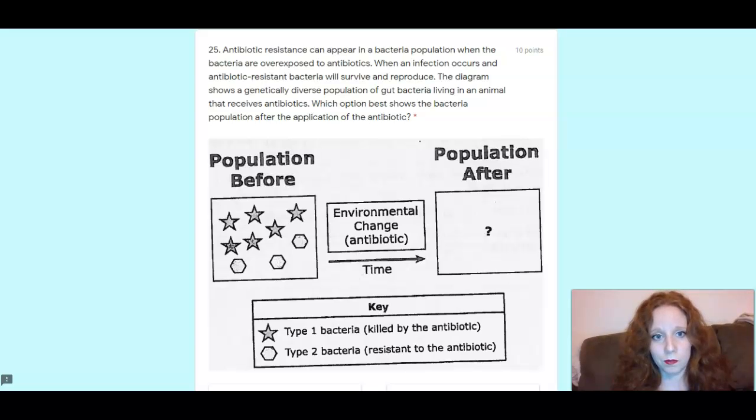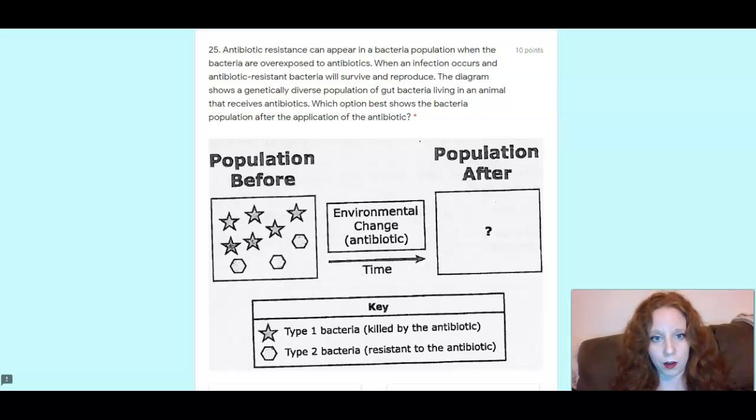Next sentence. Antibiotic-resistant bacteria will survive and reproduce. Well, obviously, if the thing that's trying to kill you does not kill you, you get to live and pass your genes on to your offspring. And most likely, some of those genes you're passing on to your offspring are the ones that let you be resistant to the antibiotics.